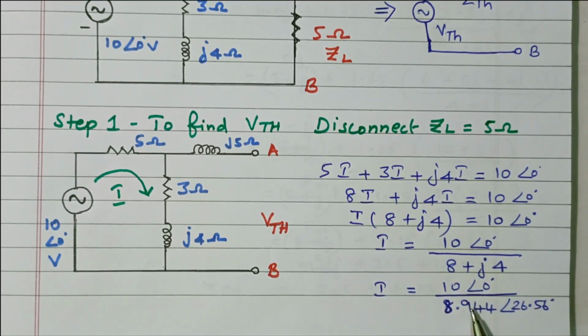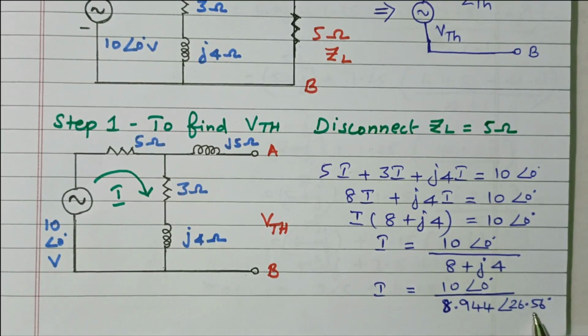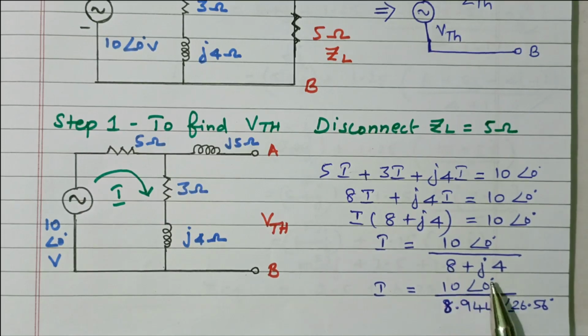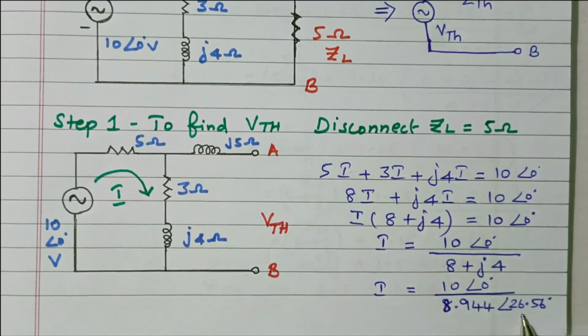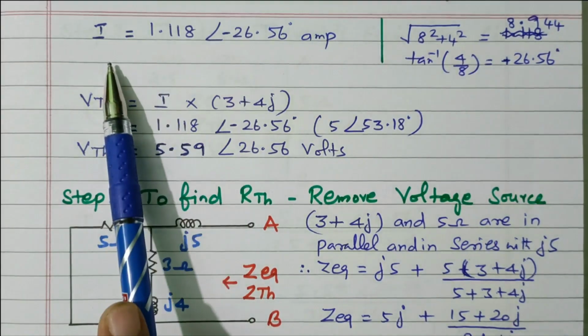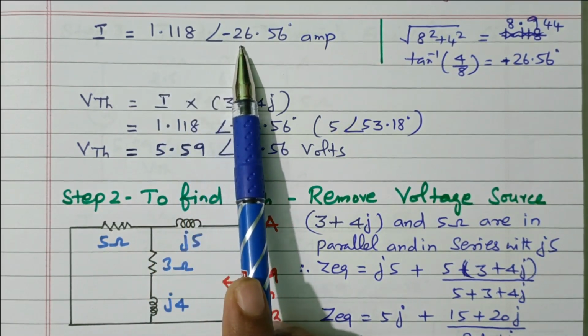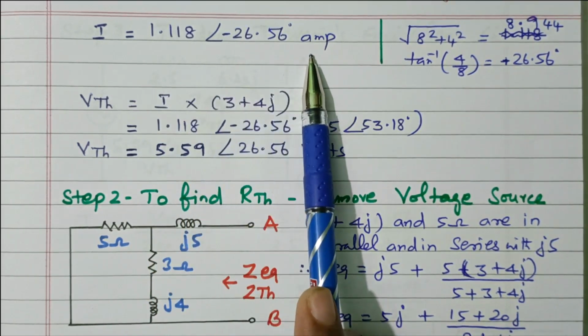This rectangular form can be converted into polar form: 8.944 with an angle 26.56. How to convert this? The magnitude is the square root of 8 squared plus 4 squared, and the angle is tan inverse 4 by 8. You can also calculate directly using a calculator, or use the formula. Now the next step. Finally, after simplification, I equals 1.118 with an angle minus 26.56 ampere.